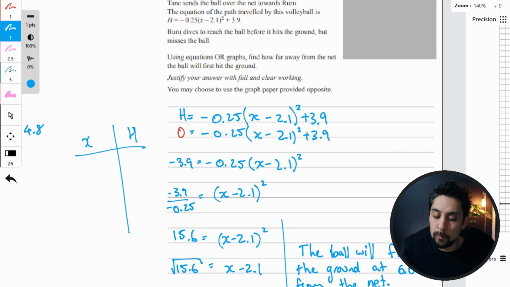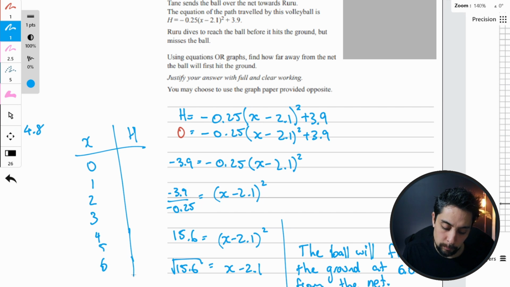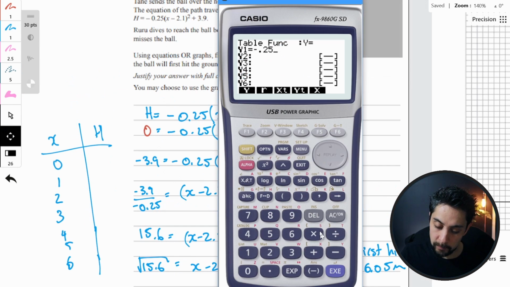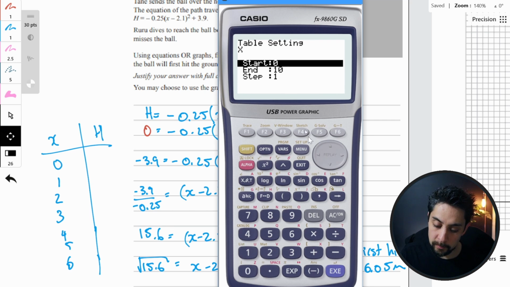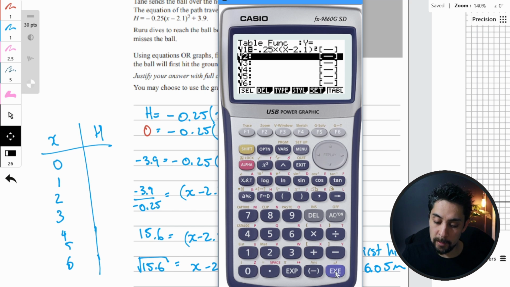Now our x values will be distance from the net. We want the positive distance from the net, I think. So we start off with 0 and then we go up. We know we want to get to at least 6, so let's see if 6 is pretty close to where the ball touches the ground. And then for our heights, just like we did on a previous question, negative 0.25 multiplied by (x - 2.1) squared plus 3.9. We want to set this from 0 up to 10, which is fine. We're going up to 6, but 0 up to 10 is just fine.